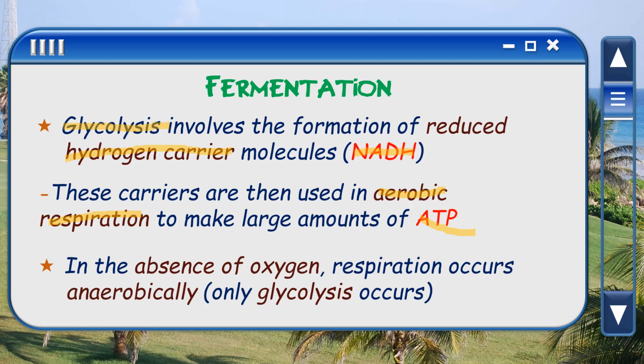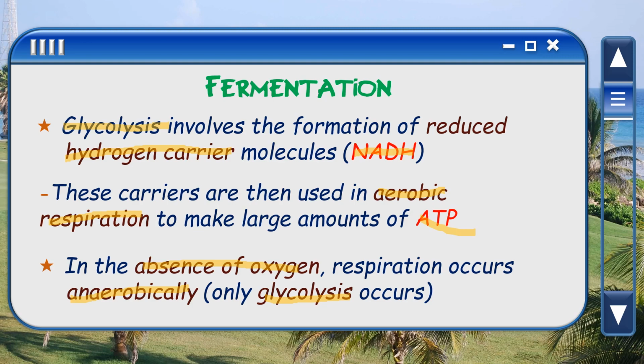Now, in the absence of oxygen, respiration occurs anaerobically. Only glycolysis occurs. So in the absence of oxygen, what is going to happen? Respiration is going to stop, only in the cytoplasm. That is what we are referring to as glycolysis. The glycolysis process is part of the respiration, but glycolysis takes place in the absence of oxygen. It does not require oxygen.